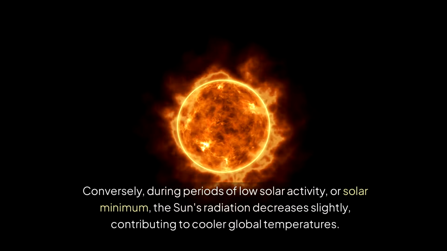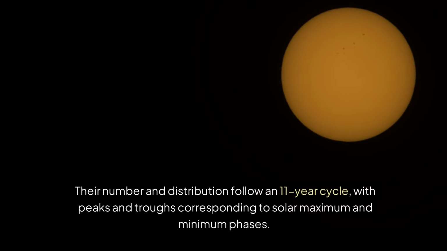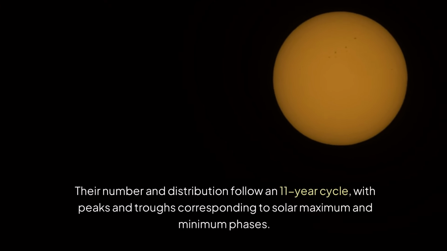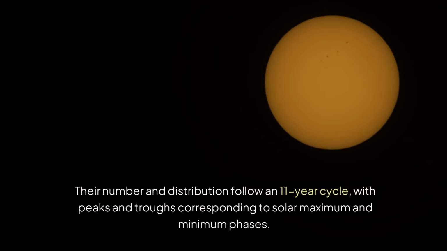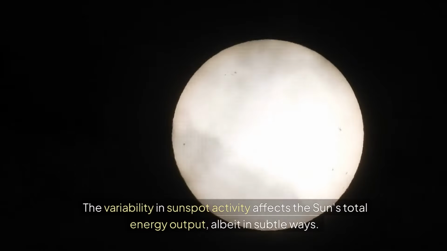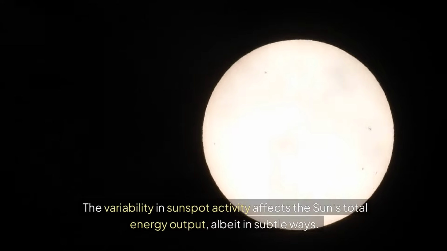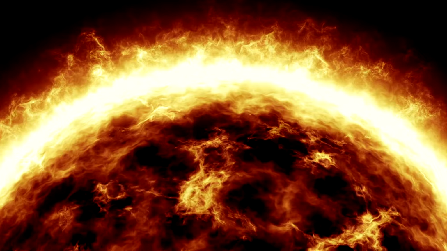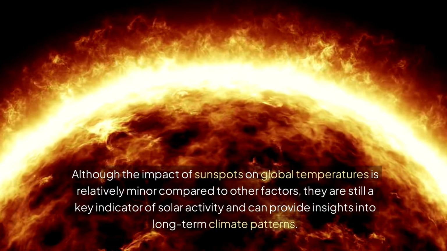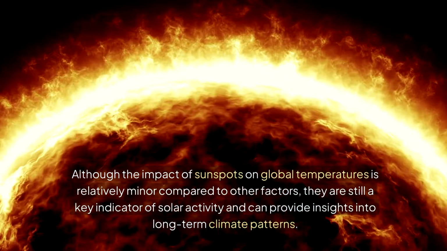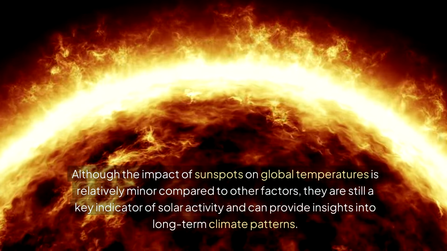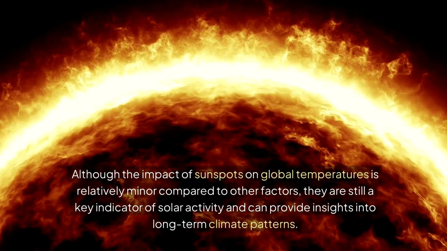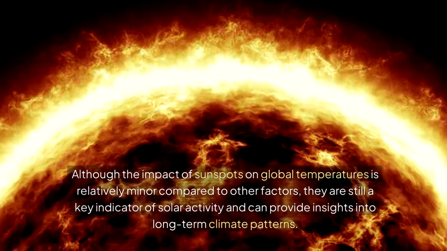Sunspots are cooler, darker areas on the sun's surface caused by intense magnetic activity. Their number and distribution follow an 11-year cycle, with peaks and troughs corresponding to solar maximum and minimum phases. The variability in sunspot activity affects the sun's total energy output, albeit in subtle ways. Although the impact of sunspots on global temperatures is relatively minor compared to other factors, they are still a key indicator of solar activity and can provide insights into long-term climate patterns.